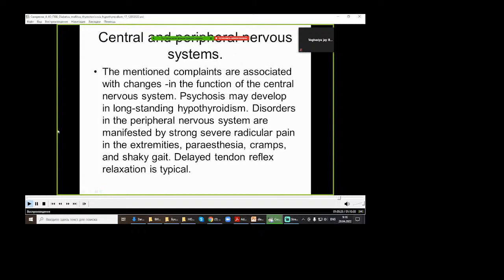Central and peripheral nervous systems. The mentioned complaints are associated with change in the function of the central nervous system. Psychosis may develop in long-standing hypothyroidism. Disorders in the peripheral nervous system are manifested by strong, severe radicular pain in the extremities, paresthesia, cramps, and shaky gait. Delayed tendon reflex relaxation is typical.